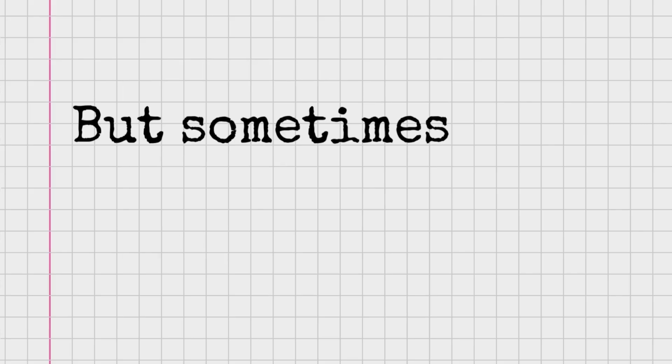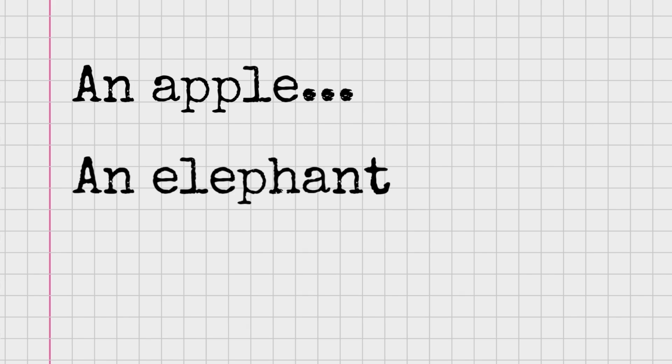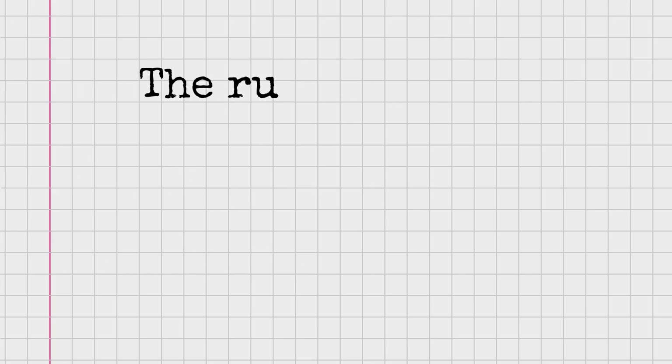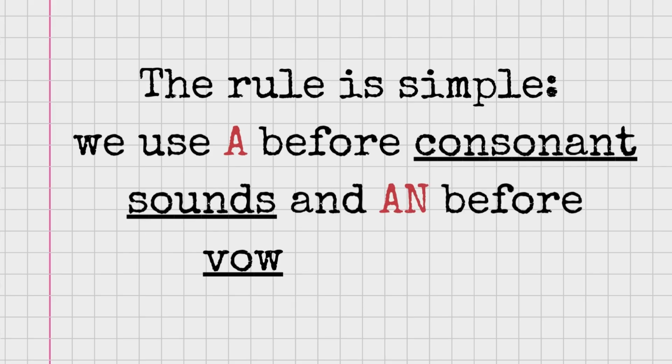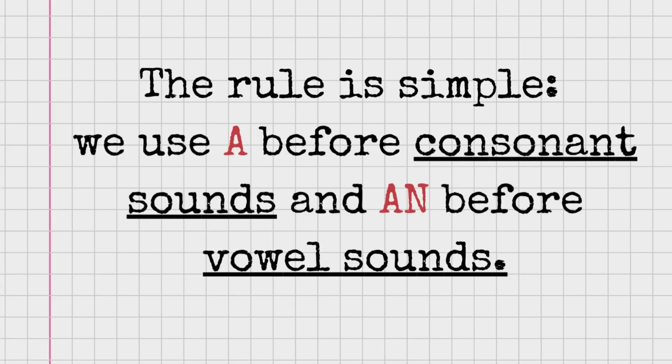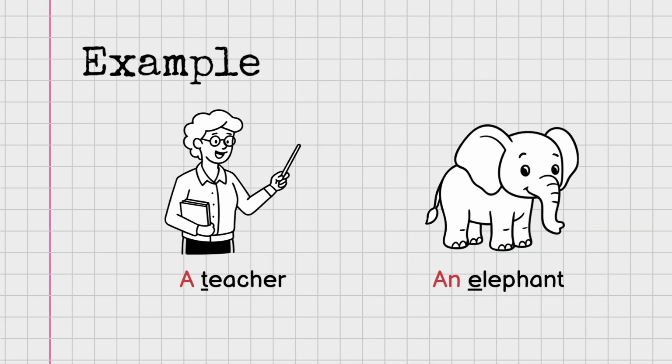But sometimes we say an apple, an elephant, an orange. The rule is simple. We use a before consonant sounds and an before vowel sounds. Easy, right? Look at these examples. A teacher, an elephant.